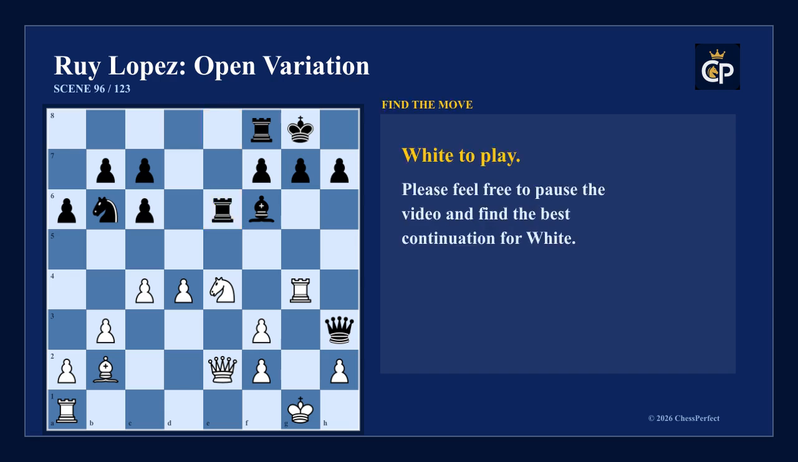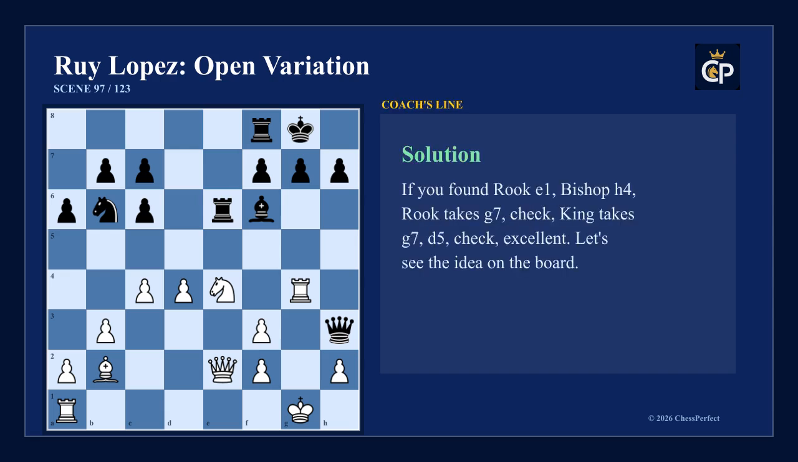Please feel free to pause the video and find the best continuation for white. If you found rook e1, bishop h4, rook takes g7, check, king takes g7, d5, check, excellent. Let's see the idea on the board.